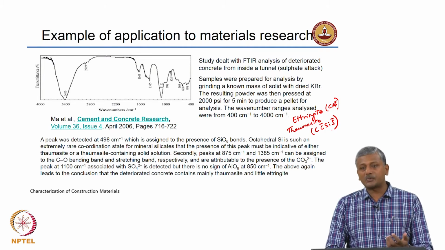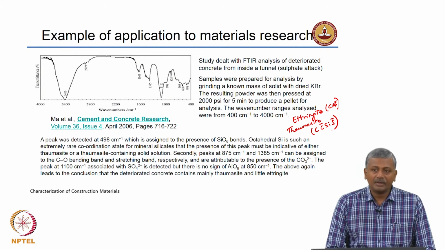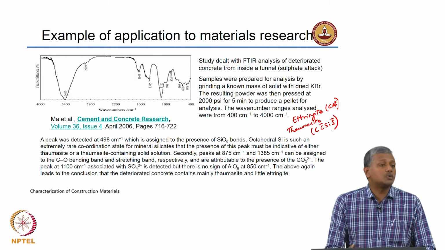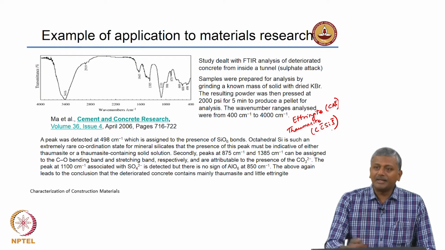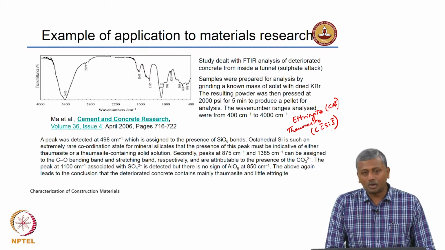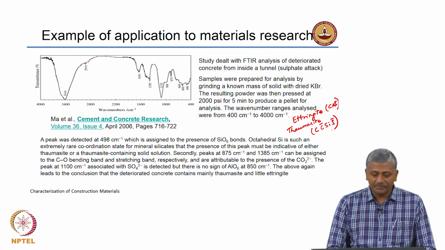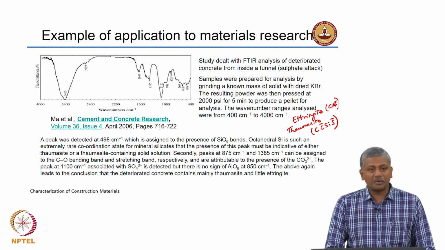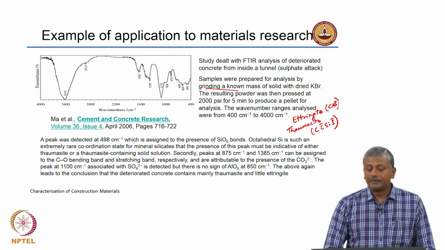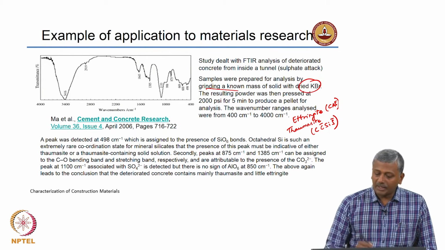So, the investigators were actually looking for ettringite. Indeed, they found specific peaks in the X-ray diffraction pattern which seemed to indicate it was ettringite, but then they resorted to FTIR analysis to see whether you had ettringite or thaumasite in the system. So, what happens here is the samples first need to be prepared. In this case samples were prepared by grinding with dried potassium bromide.